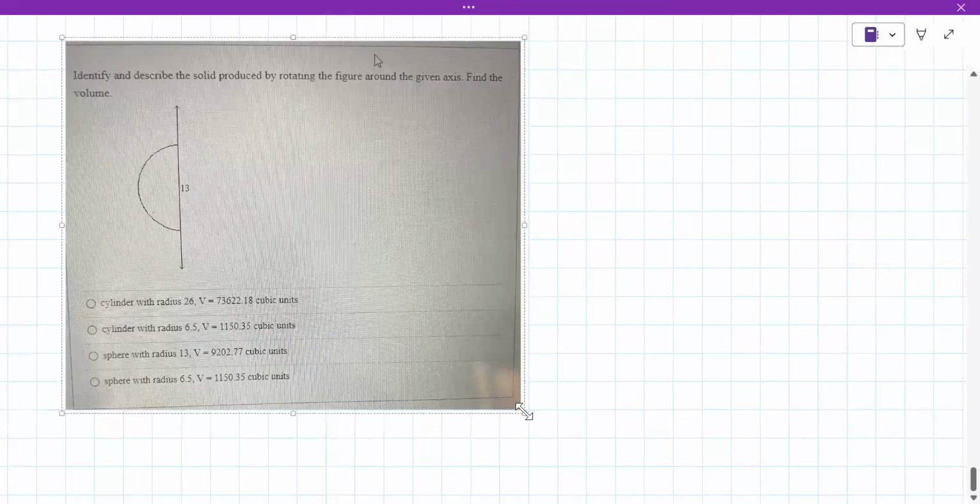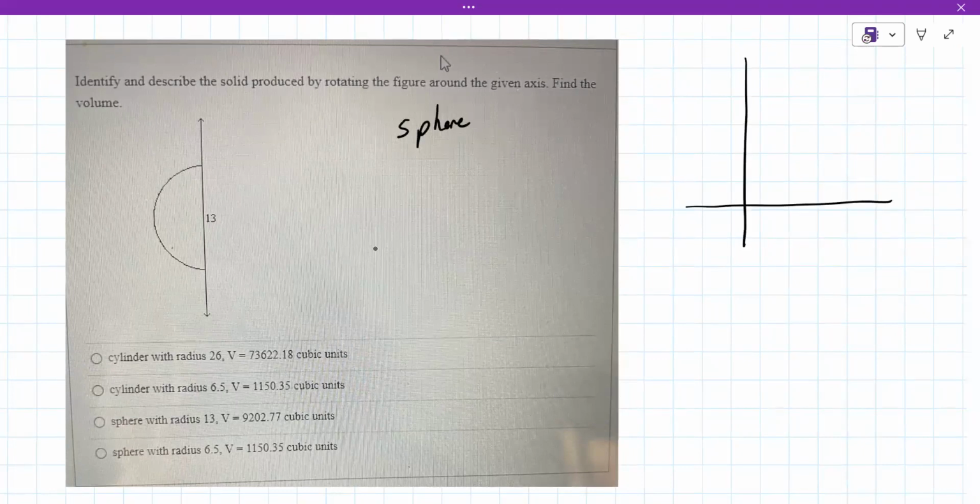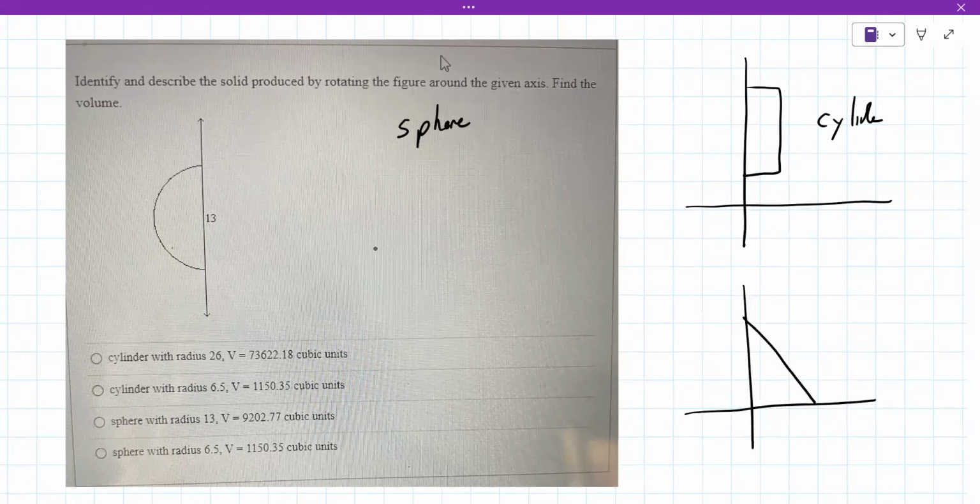All right, describe and identify the solid produced by rotating the figure around the given axis. This is a sphere. I'll just quickly remind you that a rectangle becomes a cylinder and a triangle becomes a cone, in case you need those in your notes. So the formula for the volume of a sphere is 4/3 pi r cubed.